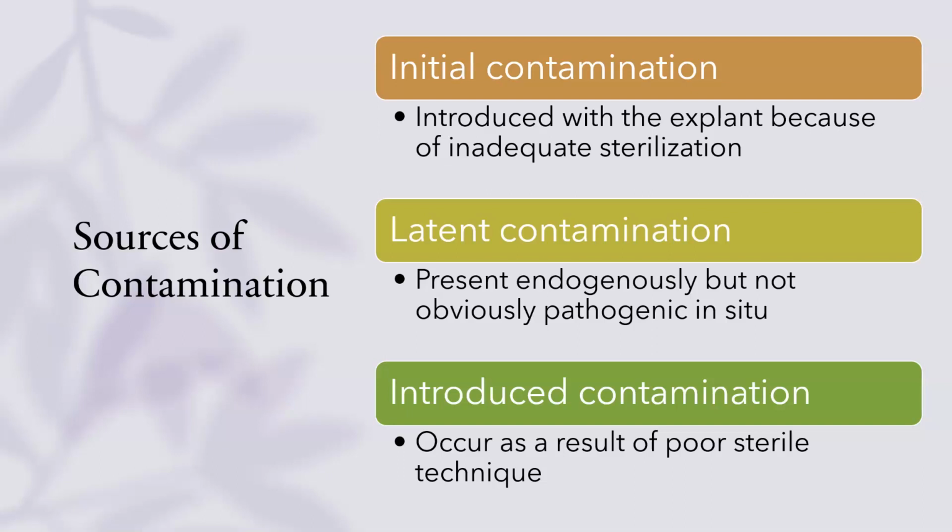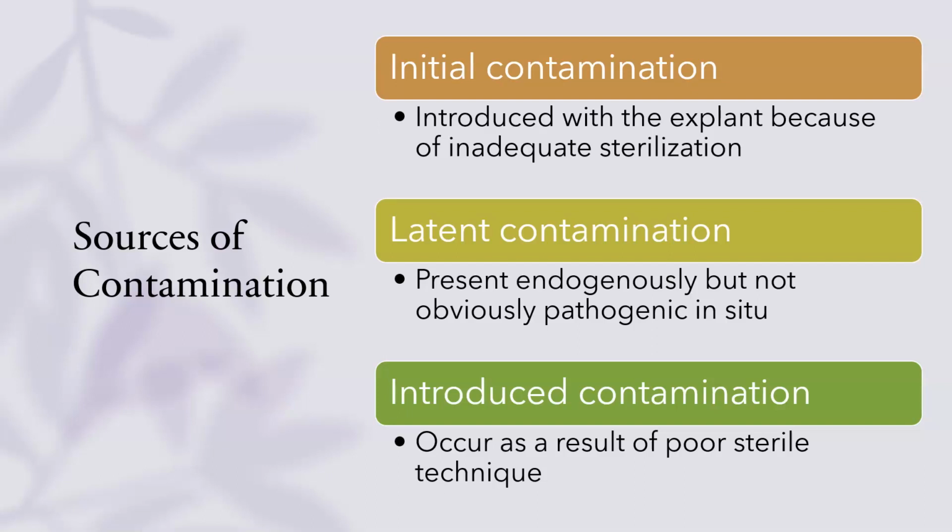Latent contamination is usually by bacteria and is often observed long after cultures are initiated. Apparently, the bacteria are present endogenously in the initial plant material, but not obviously pathogenic in situ. Once in vitro, however, they increase in titer and overrun the cultures. Latent contamination is particularly dangerous because it can easily be transferred among cultures.